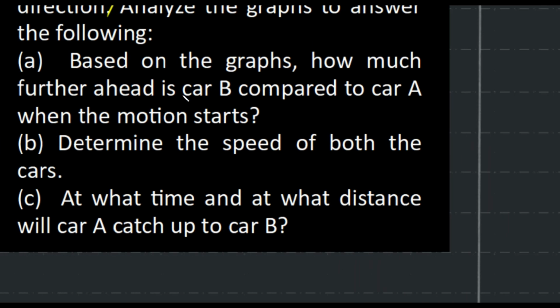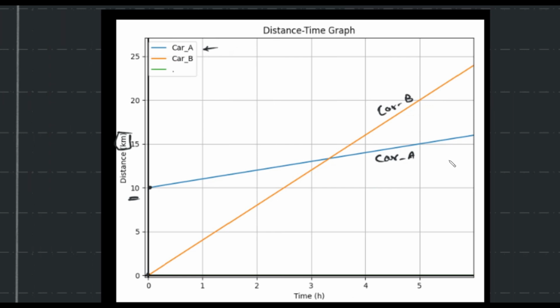Next, determine the speed of both the cars. How do you determine the speed when it comes to a distance time graph? Yes, the slope helps. So I'll find it for car B. I can take 0 to 5 hours: 5 hours later, it is at 20. So it has traveled 20 kilometers in 5 hours. So the slope over here is, correct, 4 kilometers per hour.